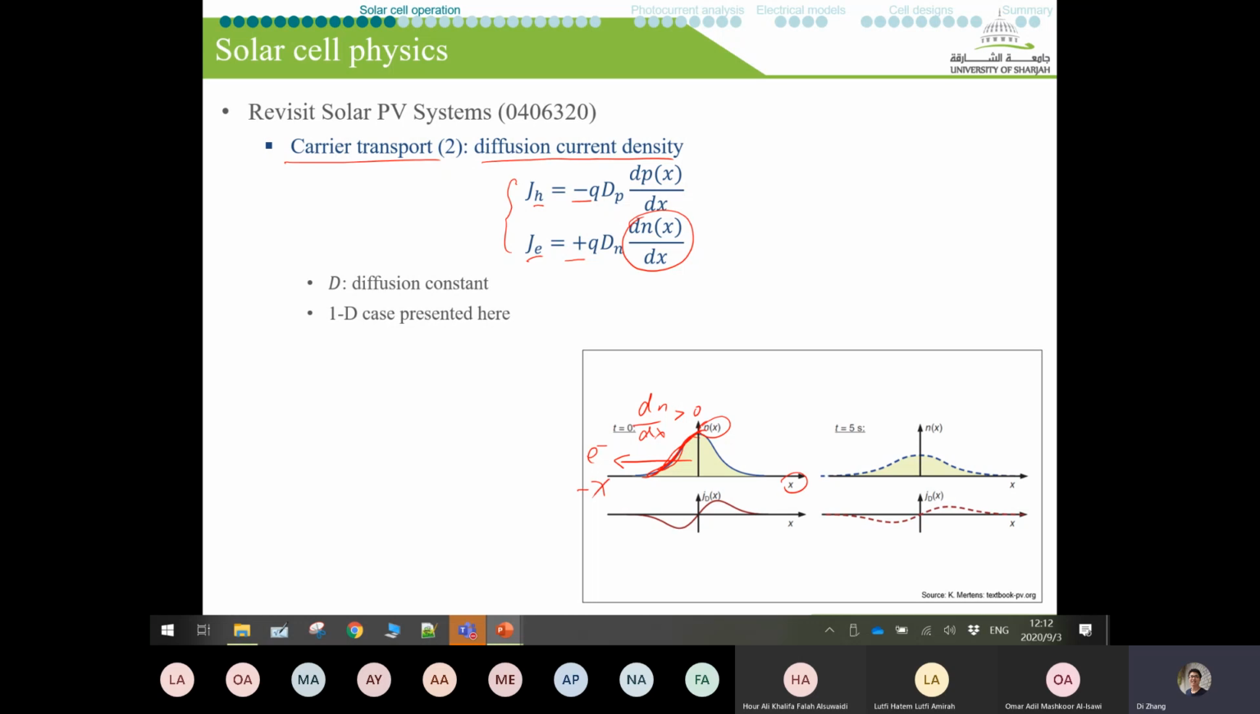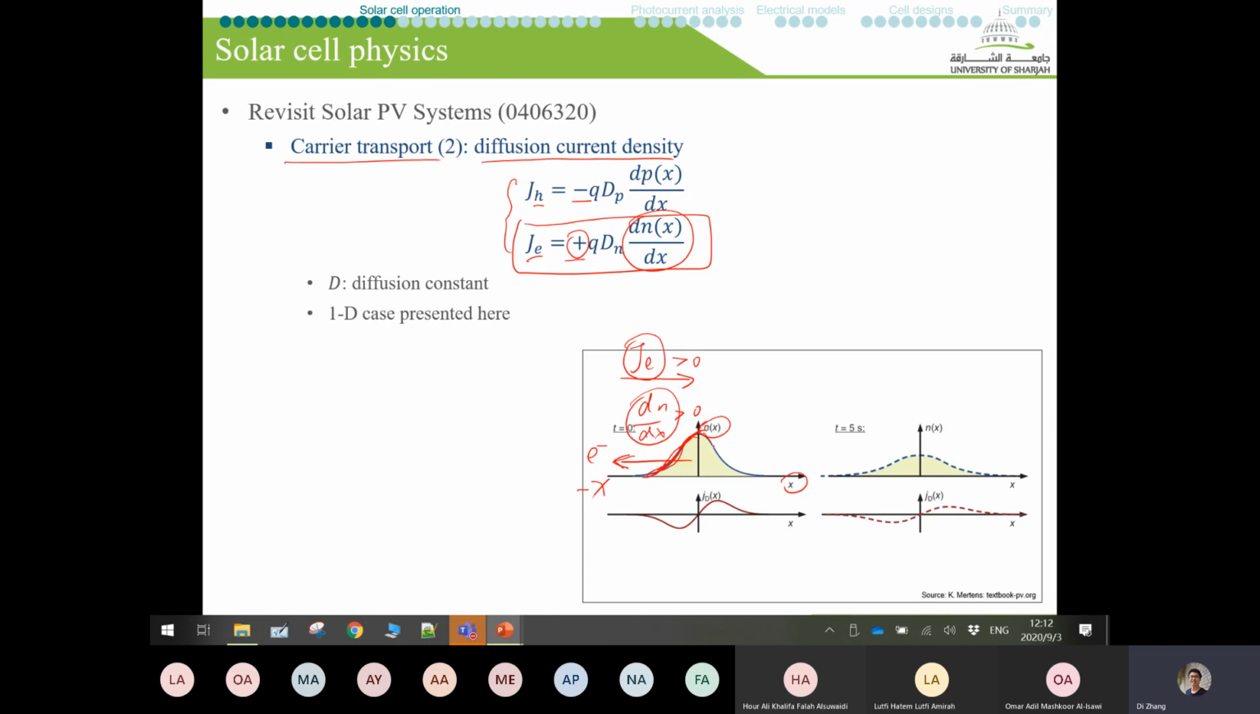Okay, but how do we define the current direction? If the electron is going in the negative direction, the current for the electron is going to go in the positive direction. Which is why for the electron diffusion current we have a positive sign here, because eventually the electron diffusion current density is going to be in the same direction as the concentration gradient. Both of them will be positive.